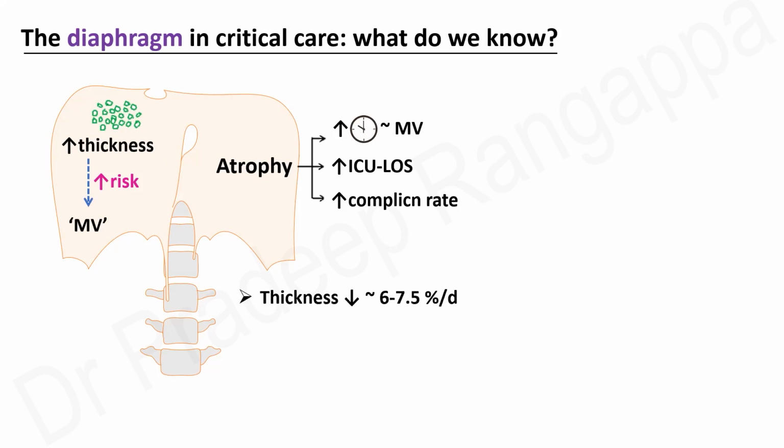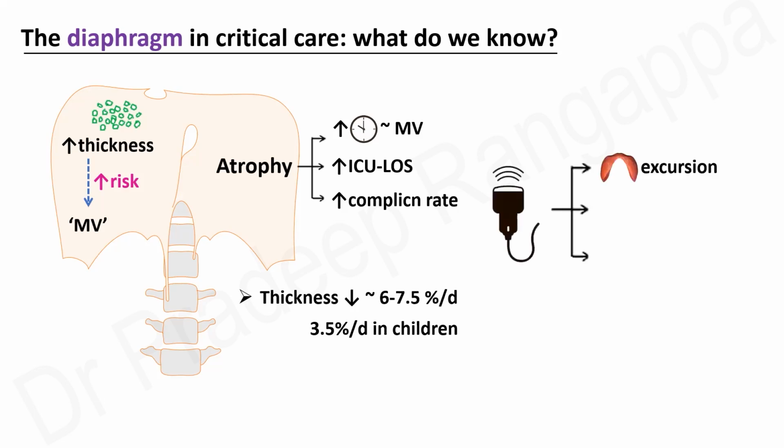The thickness reduces in ICU patients who are mechanically ventilated. The thickness of the diaphragm reduces by 6 to 7.5% per day, and in children, it reduces by 3.5% per day. So this is a natural progression in someone who is mechanically ventilated. There is a progressive atrophy of the diaphragm that tends to happen.